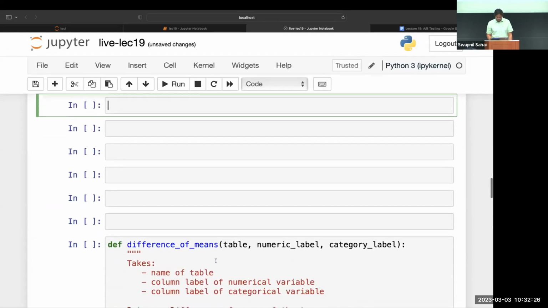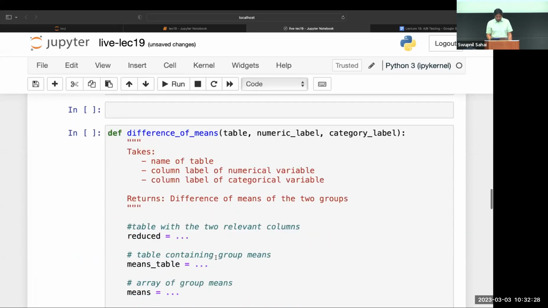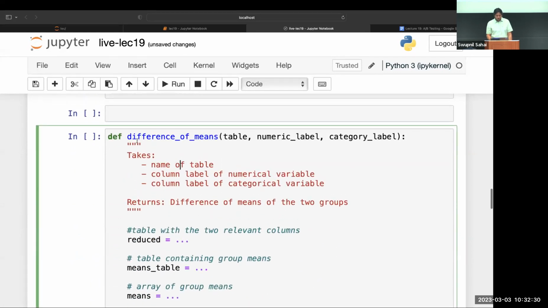I already started to write this down here. It looks a little scary, but it's not too bad. So the function is going to be called difference of means, because that's what we're trying to calculate. That's our test statistic in this case.